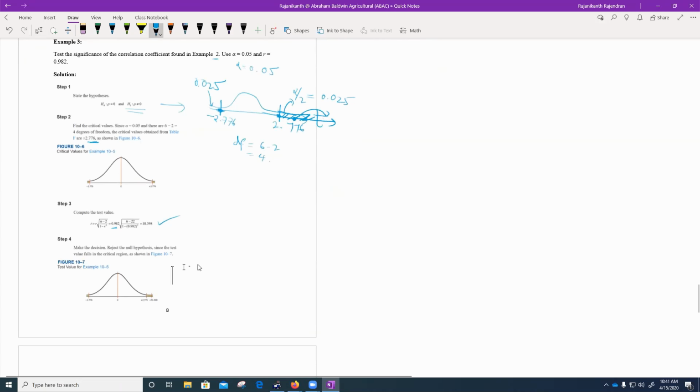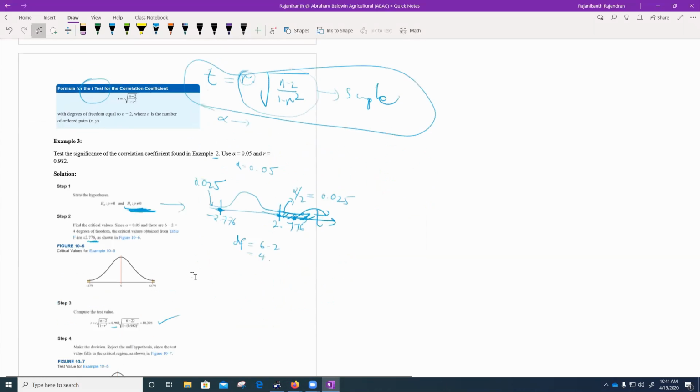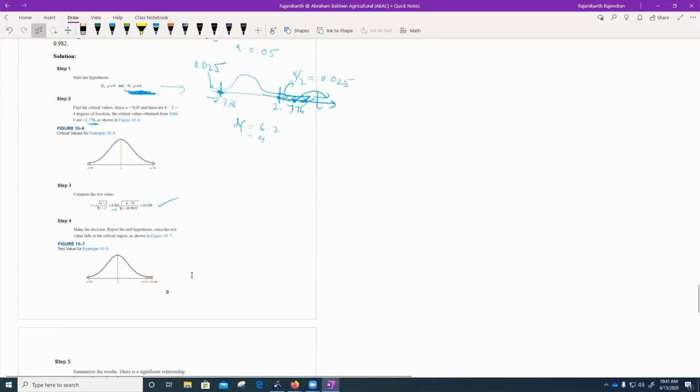So you reject the null hypothesis. That means we accept H1. That means we really have a linear relationship among the population data values. So there's a strong relationship between x and y.